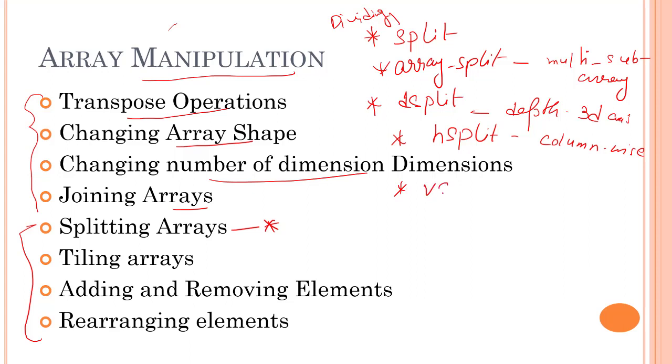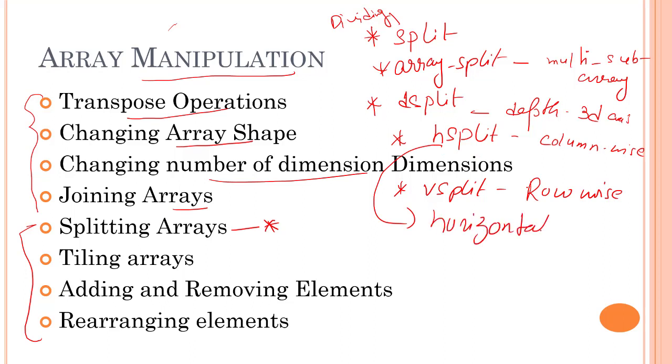Now we have vsplit. As we do for column-wise, as usual it will be for row-wise. H denotes horizontally, and V denotes vertically. So this is what splitting arrays is used for.